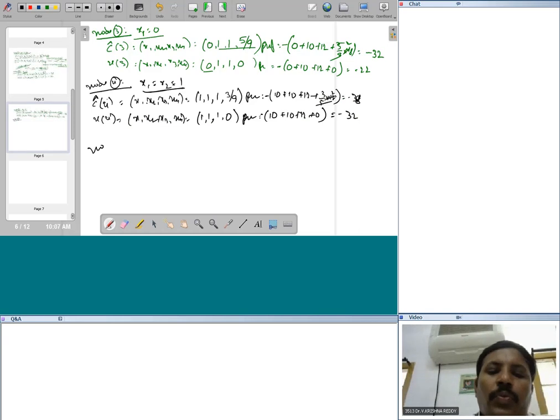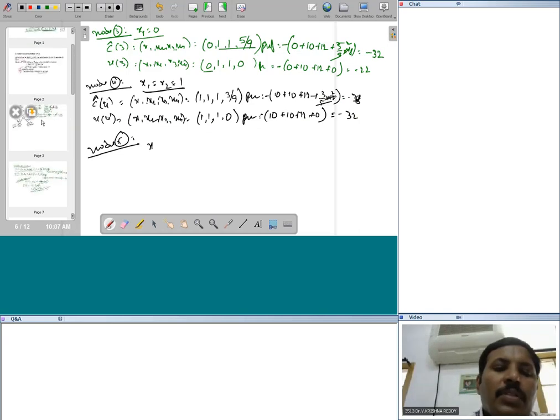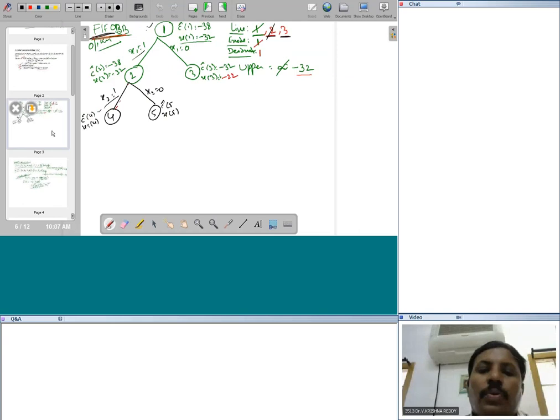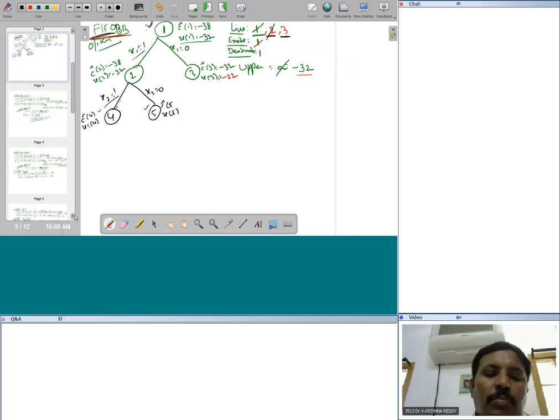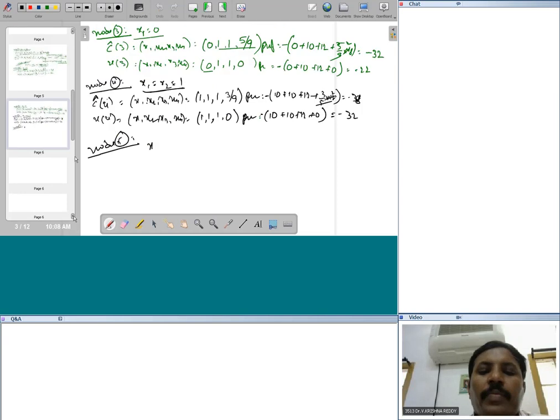Similarly, for node 5, first you have to complete the status. What is the node 5 status in the tree? Node 5 status is different now compared to node 4. From root node 1 to node 5, what is the path? x1 is equal to 1, x2 is equal to 0. You have to remember that before starting the calculation.